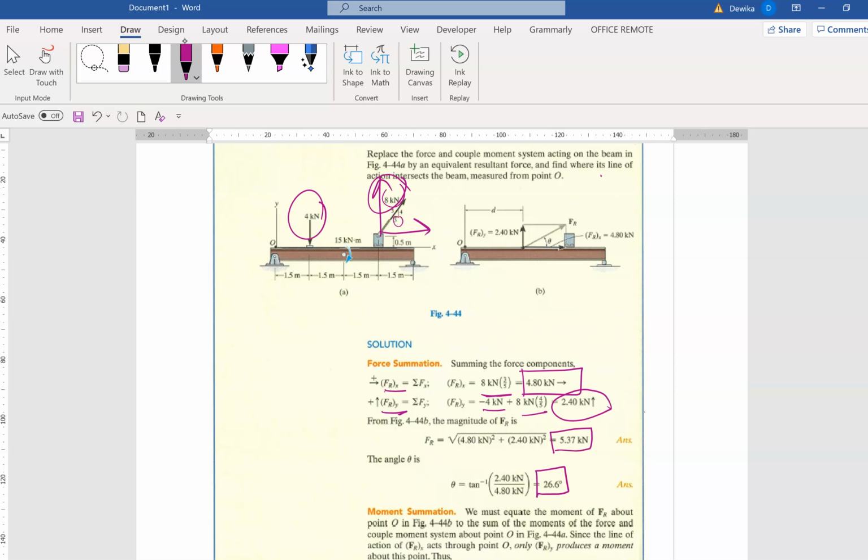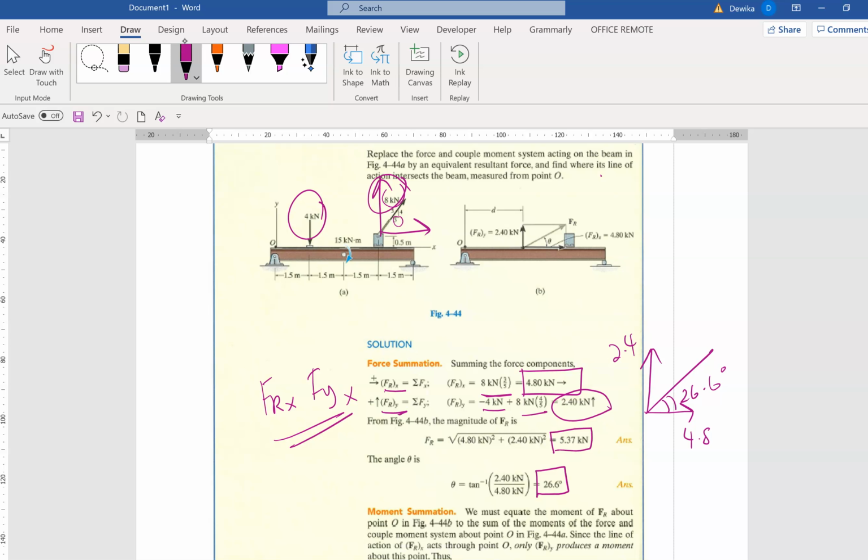How do you get this? The x-axis is here, 4.8. And then the y-axis is here, 2.4. So where is the angle? The angle is here, 26.6 degrees. Okay, so that's done. Now, the thing is, we have found the force resultant. We have got the force resultant in the x-axis and also the y-axis.